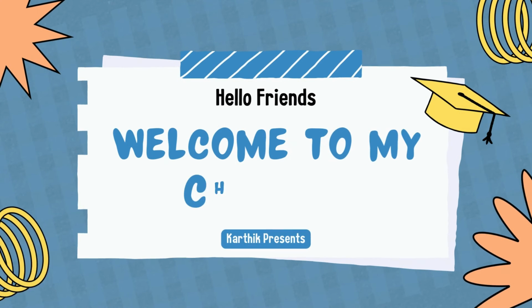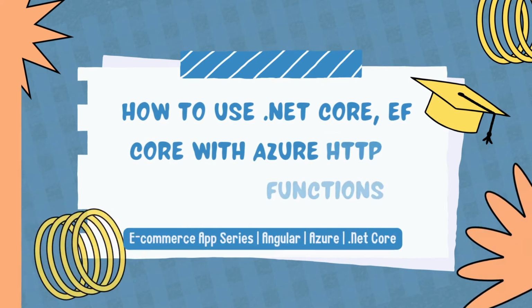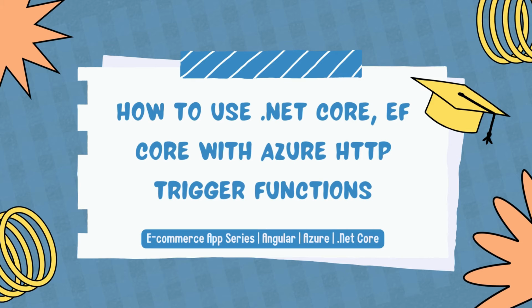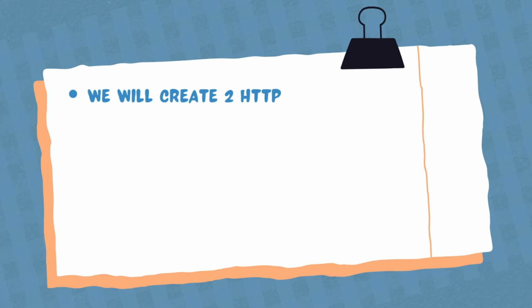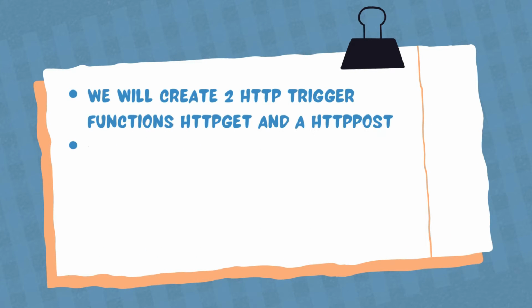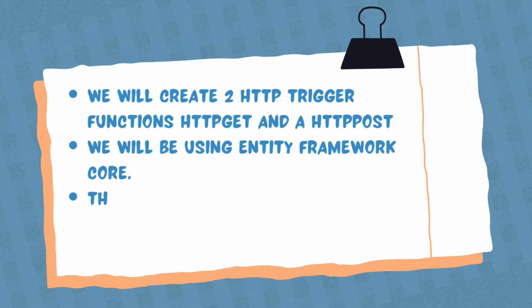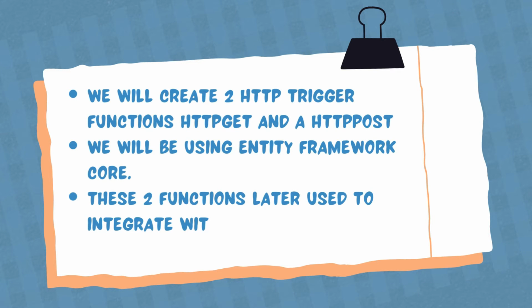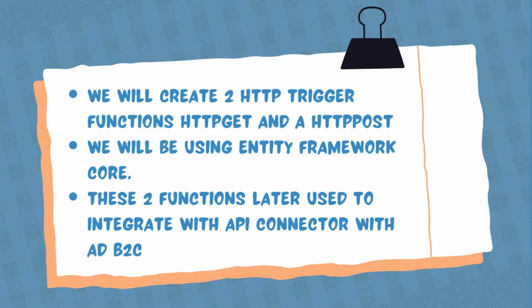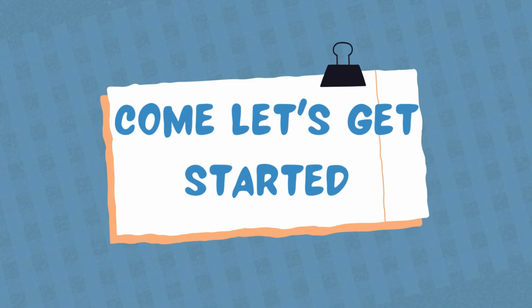Hello friends, welcome back. In this video, I'm going to walk you through how to create HTTP trigger functions in Visual Studio. And these two functions that we're going to create, we will eventually use to integrate with another function that will be integrated with the API connector in Azure AD B2C. So without delay, let's get started.